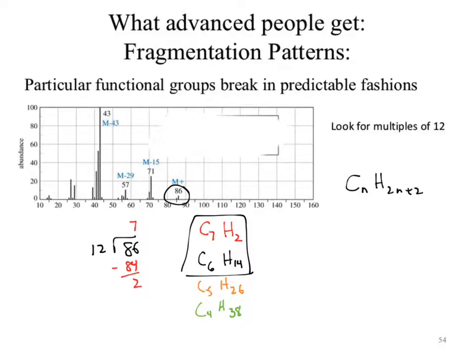CnH2n+2. So in this case, if n is 6, the most hydrogens I could have would be 14. Ooh, that's my line. Okay. So my possible formulas for this are C7H2 or C6H14. Right?